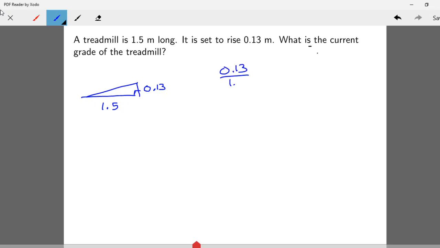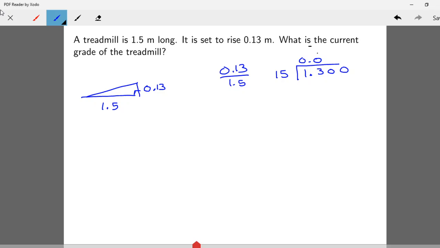0.13 divided by 1.5. Uh-oh, it looks like long division time, because we have to get a percent. We have to get a grade out of this. We can't leave it as a fraction. So that's going to be 15 dividing into 1.300, let's say.